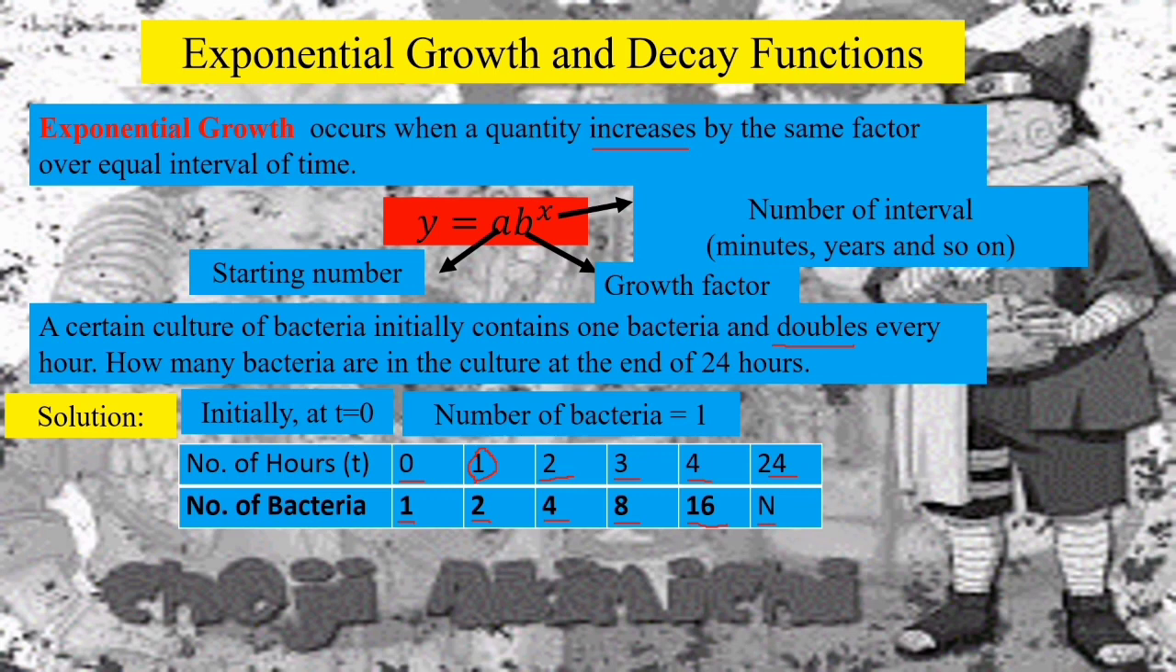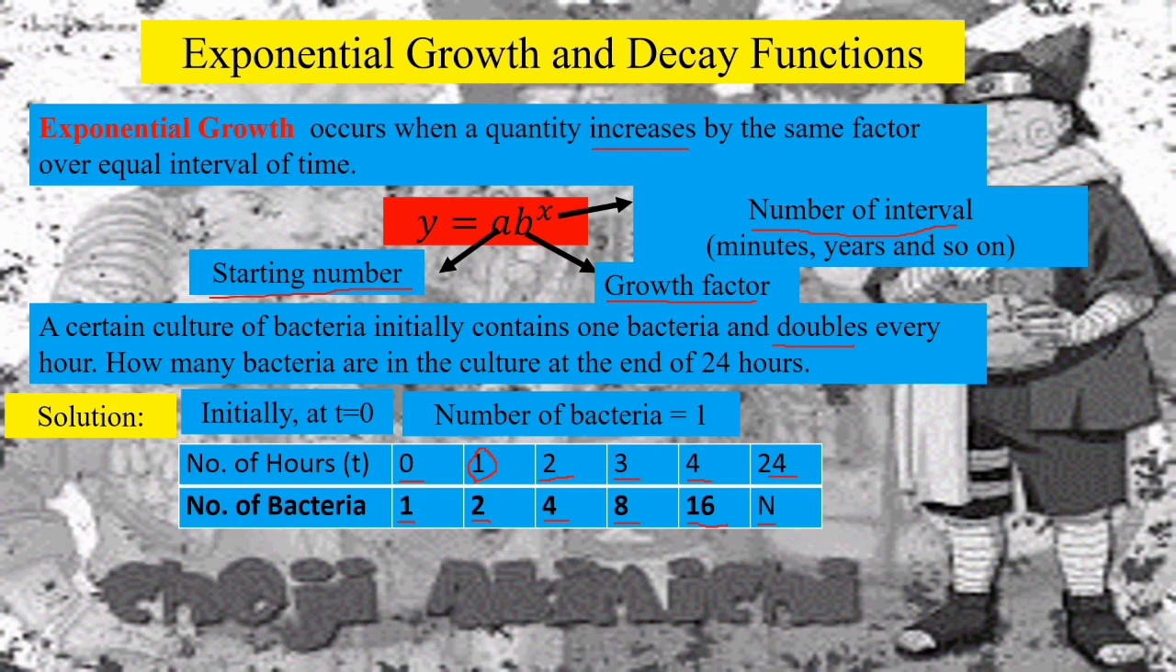Based dito sa table natin, class, kailangan natin ma-identify ano yung starting number natin. Okay? Dito tayo tumingin sa starting number. Ano yung starting number natin? Ano yung growth factor natin? And the number of interval. So kailangan natin ma-identify yan para makuha natin yung exponential model. So ano ang magiging starting number natin?